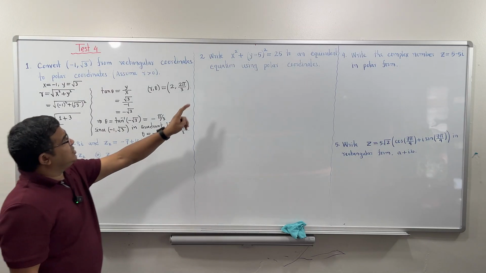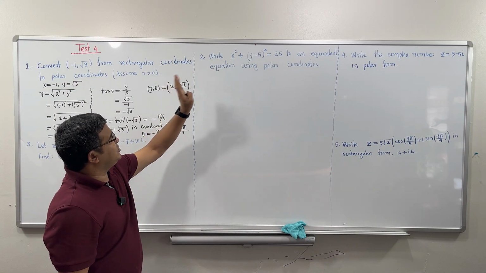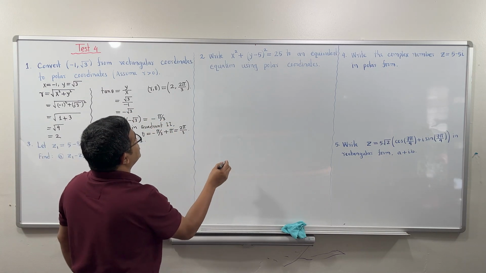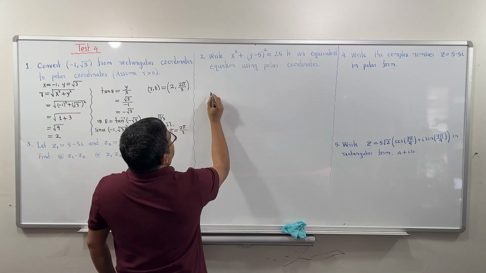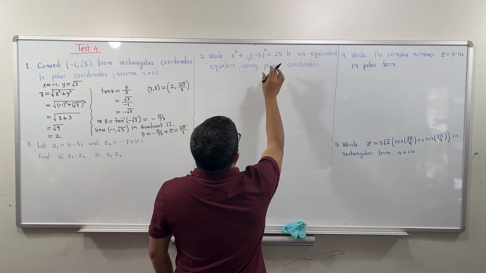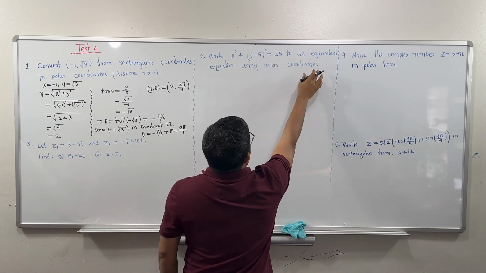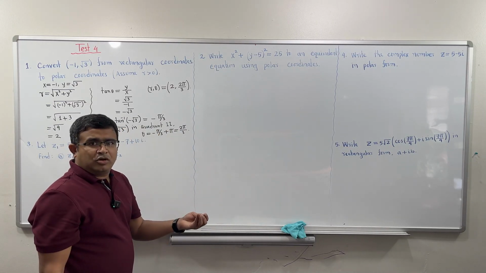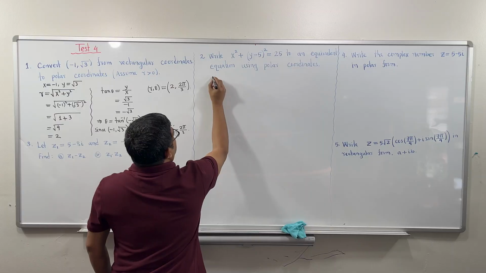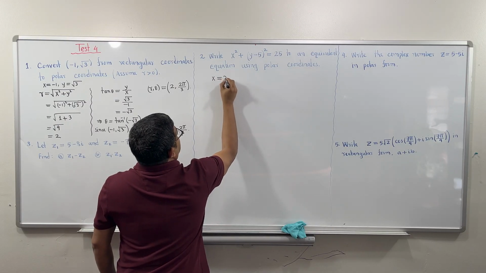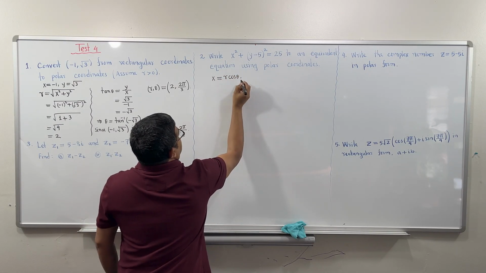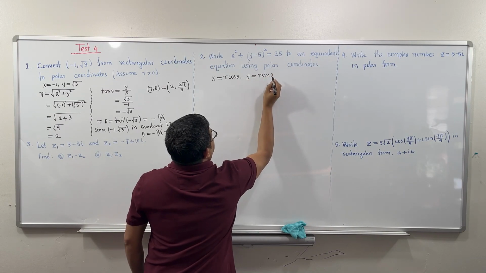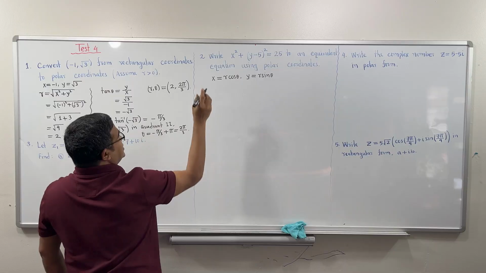And second question is this one. Okay, we can start the second question. So write this rectangular equation as an equivalent equation using polar coordinates. So when we convert to polar coordinates, we always know x is r cosine theta and y is r sine theta. So plug those values there.